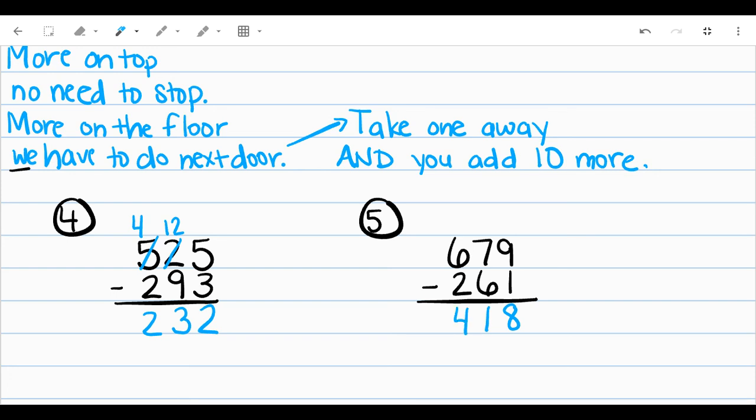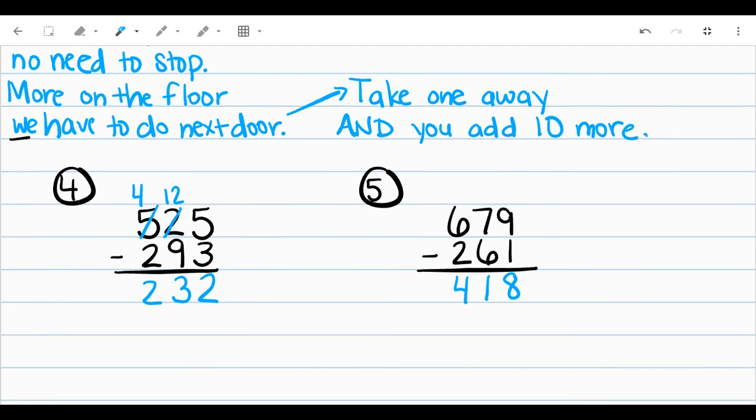On that problem, we didn't have any regrouping. And you're not always going to have to regroup or borrow from the column next door. So sometimes you can just subtract straight down. So remember that we always want to check if there's more on top, there's no need to stop. But if there's more on the floor, we have to go next door. And to do that, we take one away and we add 10 more. So if there's more on top, there's no need to stop. We don't have to do any borrowing or any regrouping.